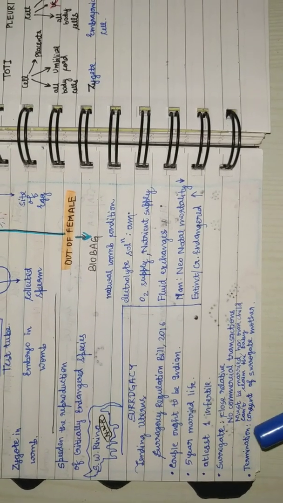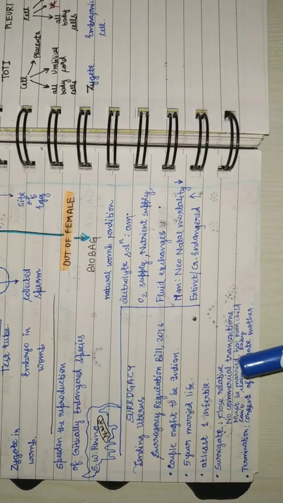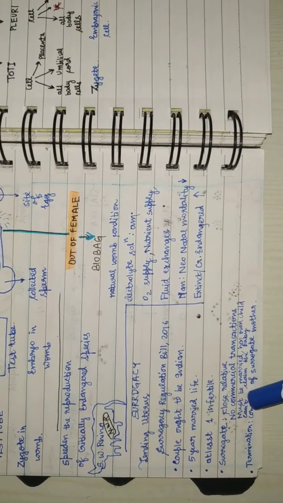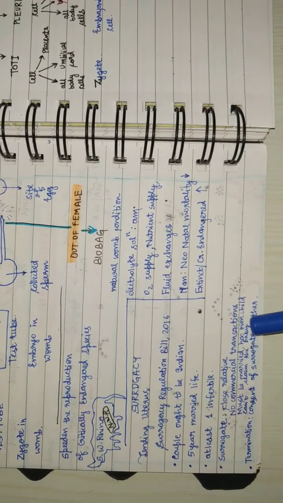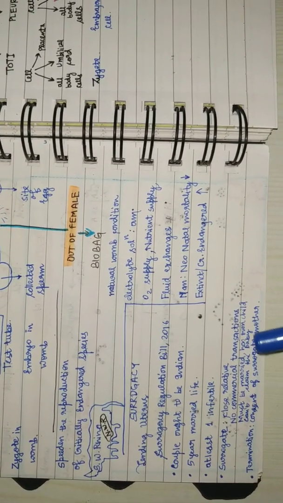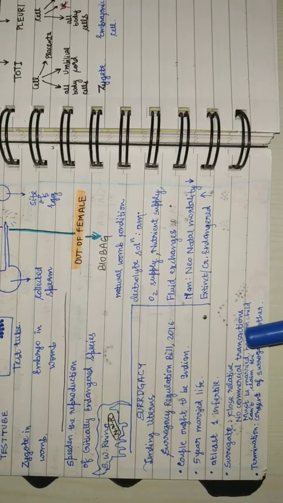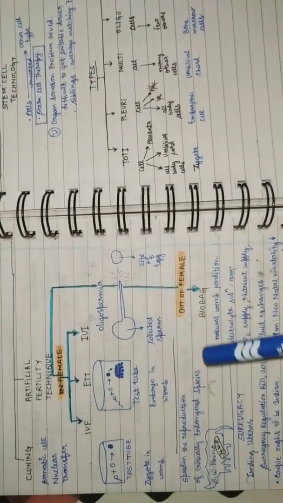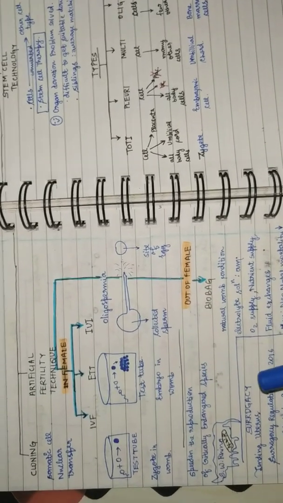And the surrogate mother must herself be married and must have her own child. And the surrogate mother can't claim the baby. Now, in case of termination, the consent of the surrogate mother has to be taken. All right, that's all about the in-womb transferring.